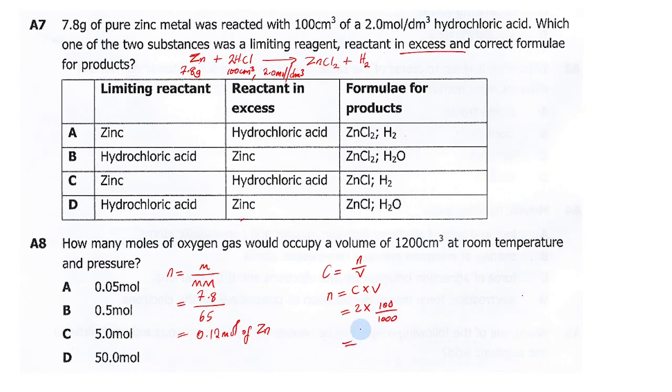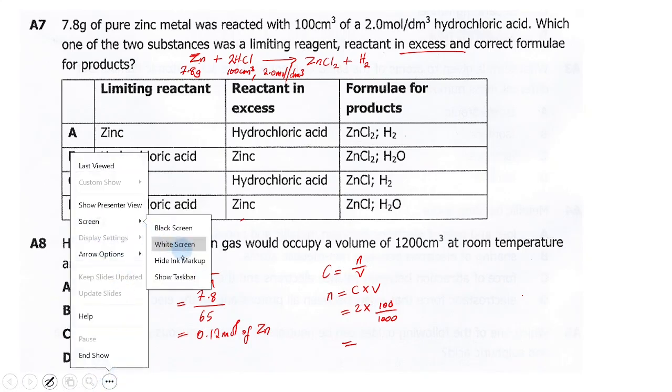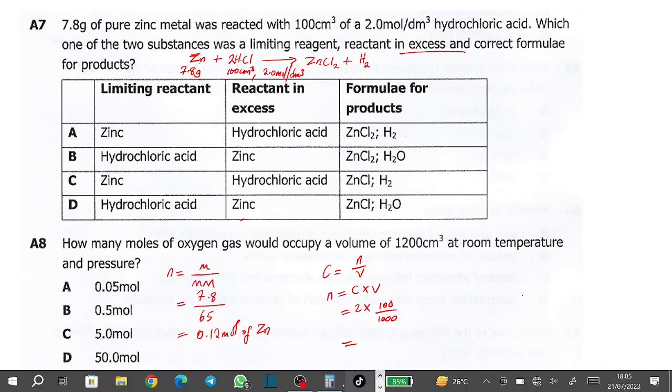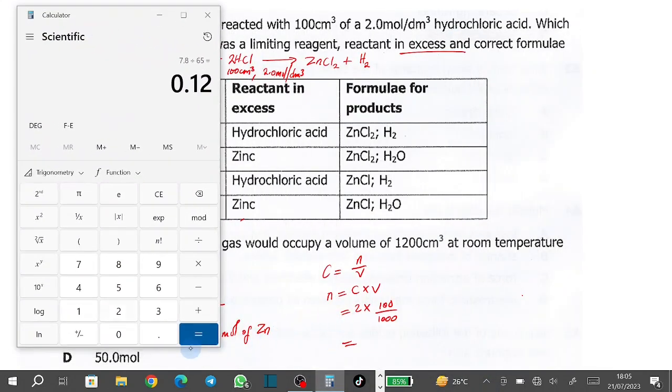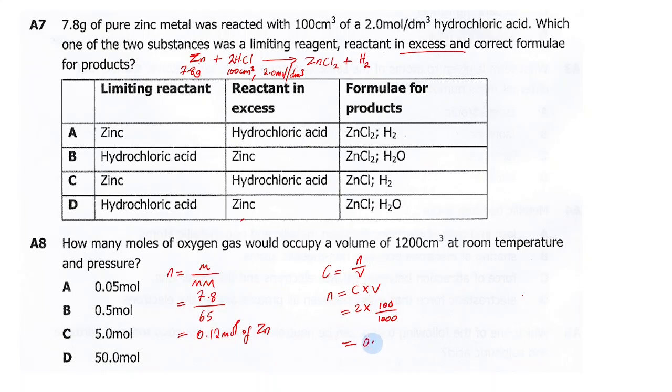All right, so now what we are going to do here is just say 2 times 100, it will be just 200. Then we are dividing by 1000. Okay, so this one becomes 0.2. So here the number of moles will be 0.2 moles. Now these are the moles that have been provided.